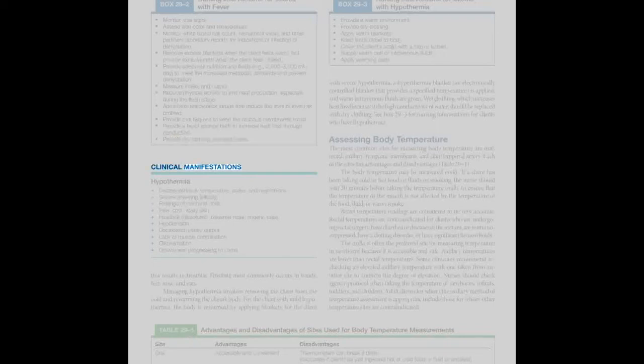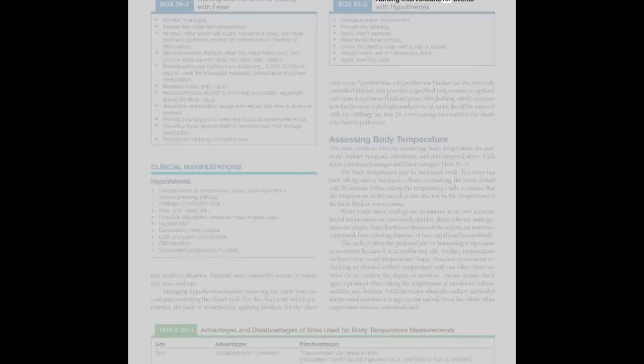Clinical manifestations of hypothermia: decreased body temperature, pulse, and respiration, severe shivering initially, feelings of cold and chills, pale, cool, waxy skin, frostbite, discolored, blistered nose, fingers, toes, hypotension, decreased urinary output, lack of muscle coordination, disorientation, drowsiness progressing to coma.